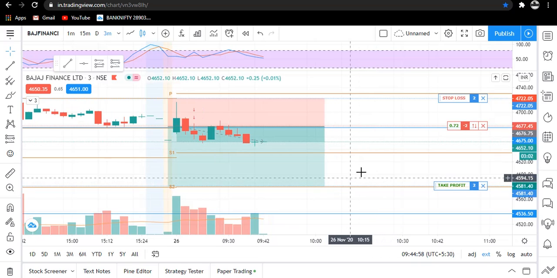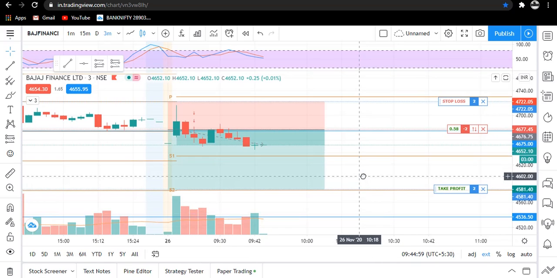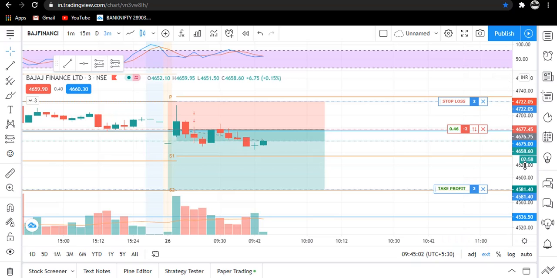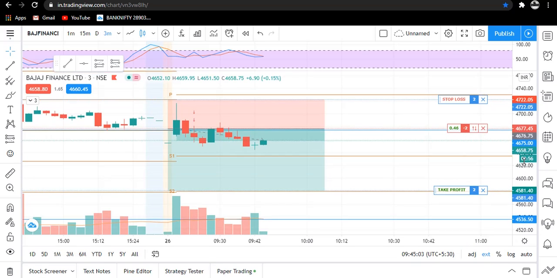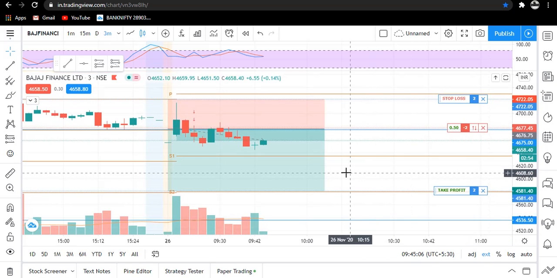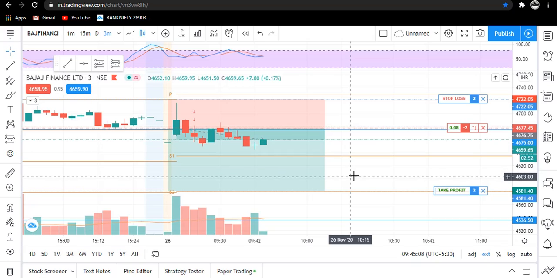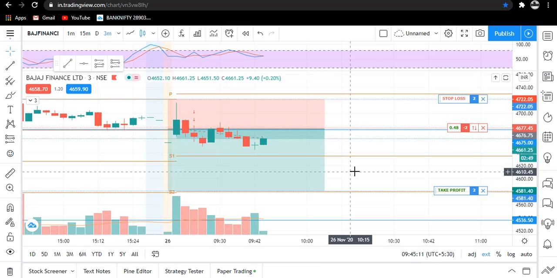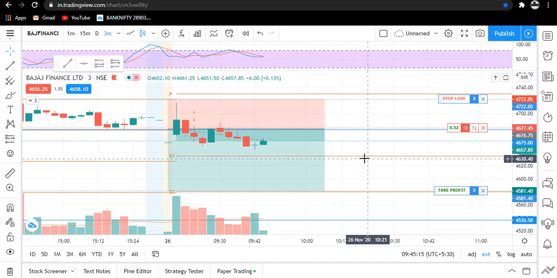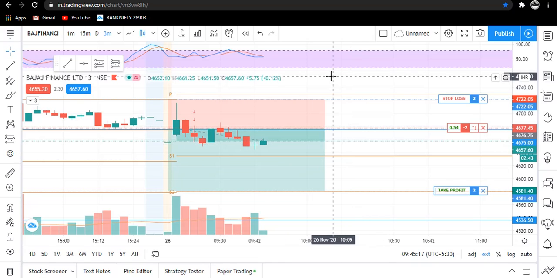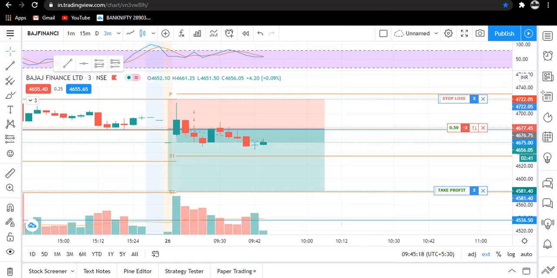So this is our today's trade in equity. But as you all know, today is also Thursday, so we will practice the option selling strategy. While this trade is going on, let me explain the Bank Nifty option selling strategy.